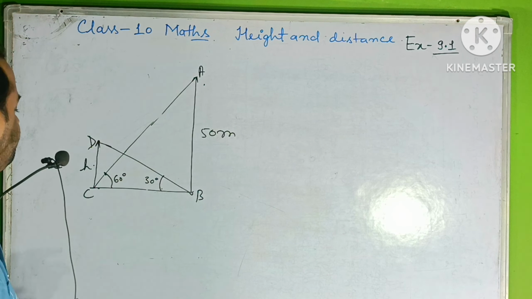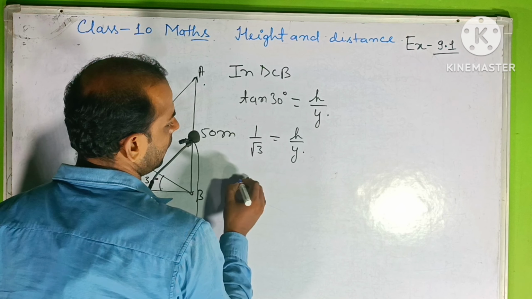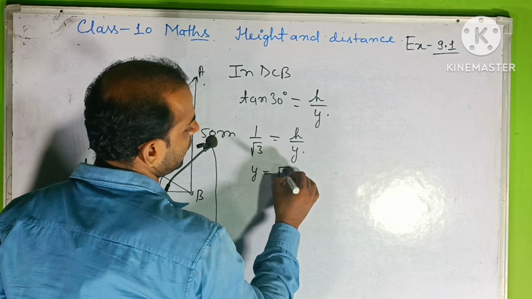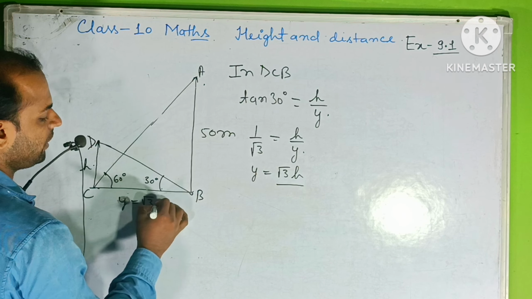Now see, I will take this as y and I will make a formula out of that. Now I will take triangle DCB. tan 30 degrees is equal to perpendicular h upon base y. So it is 1 by root 3 equals h upon y. So y is equal to root 3 h. You can write y is equal to root 3 h.